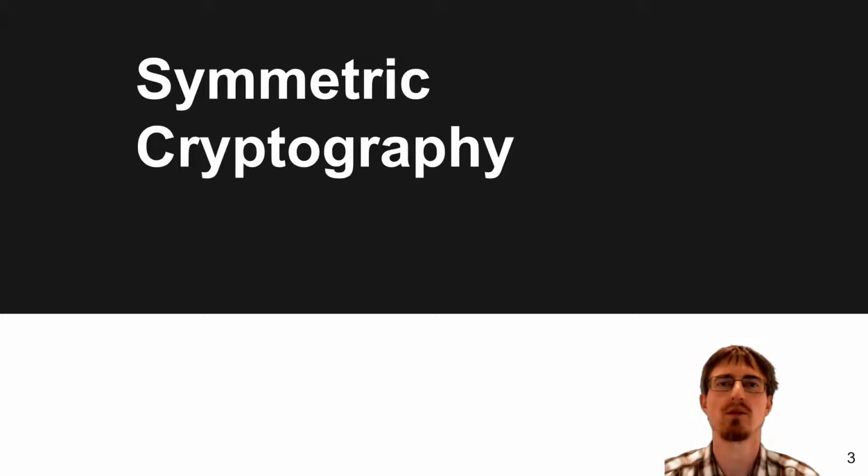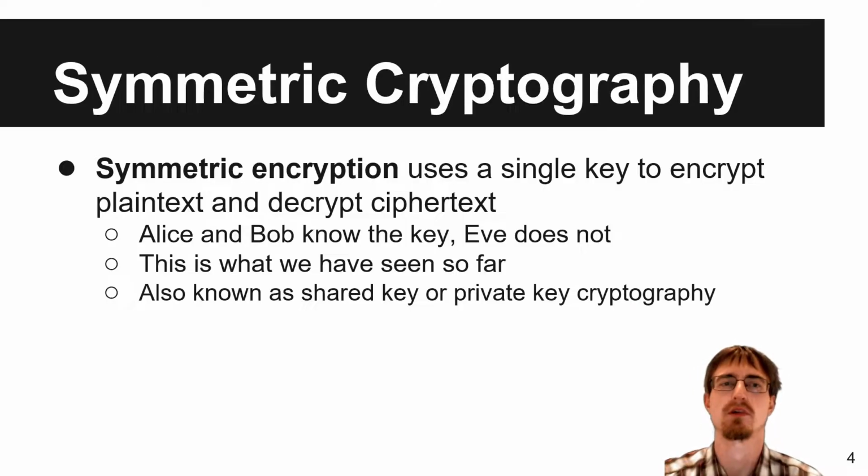With the intro out of the way, now let's get started with some real cryptography. In particular, we start with symmetric cryptography. Now, symmetric encryption uses a single key to encrypt the plaintext and decrypt the ciphertext. So we're going to discuss asymmetric cryptography later, and there you have different keys.